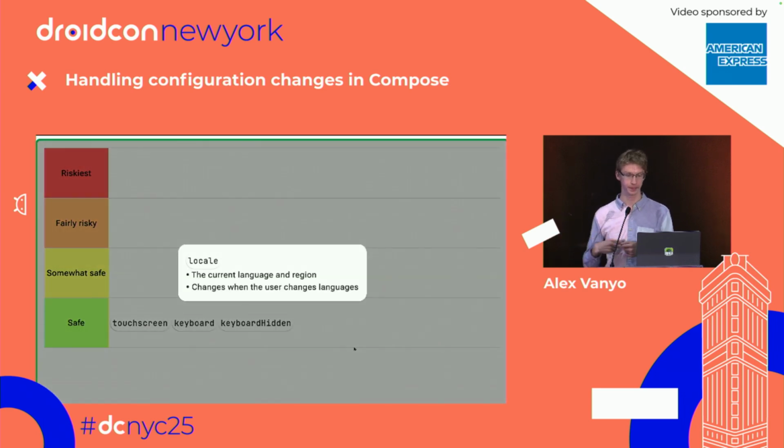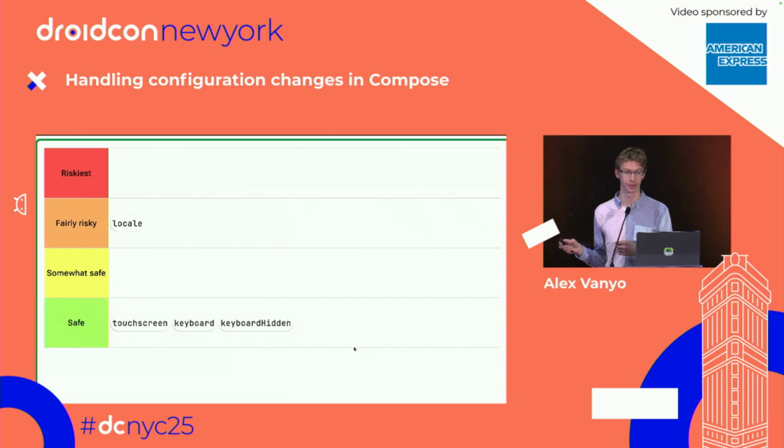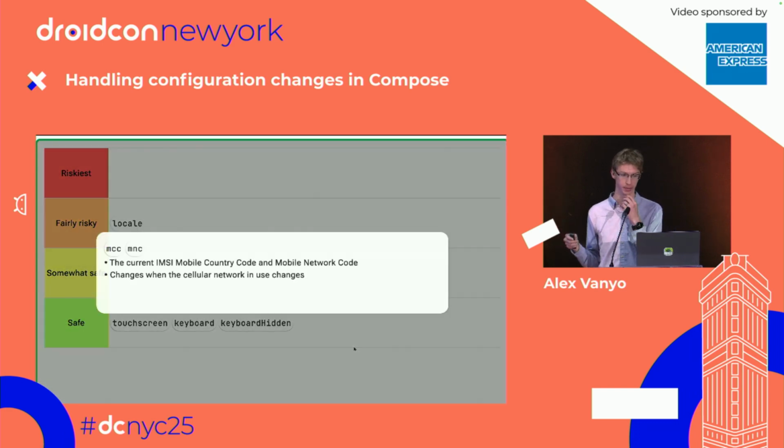Locale. This is the current language and the region, and this can change when the user changes languages. This one in particular, because text is so important, and also there's so many kind of hidden ways that locale is being used, like in the time formatting, date formatting. I think this is one of the riskiest ones that you can have. You kind of have a lot of important things to deal with in order to handle this one correctly.